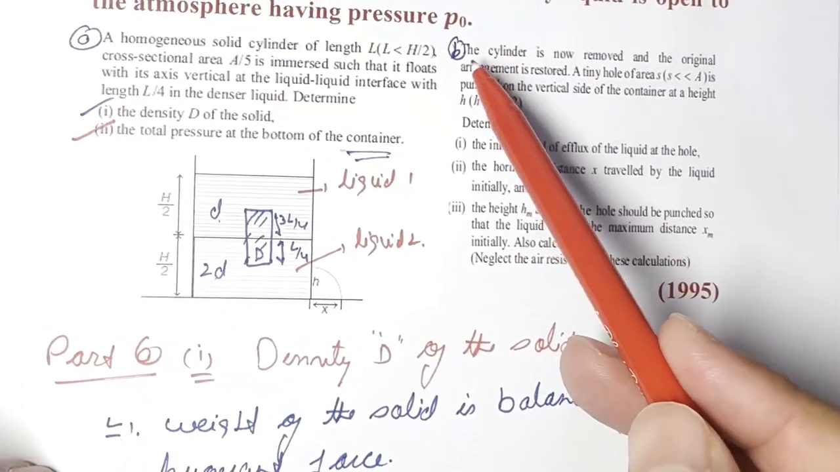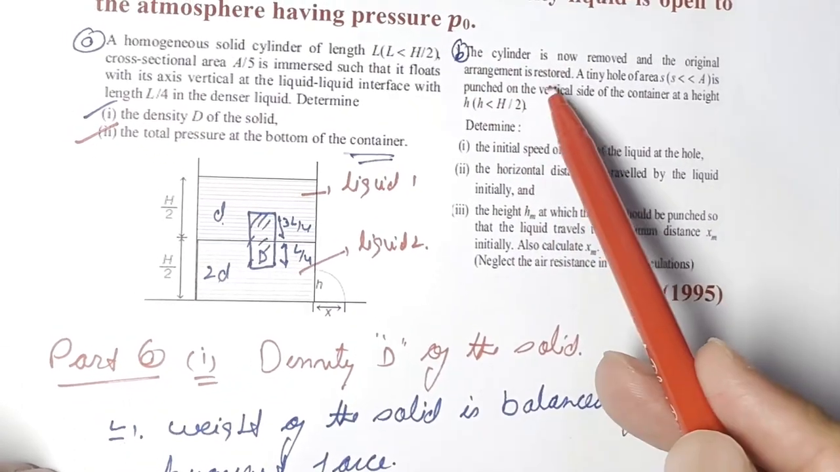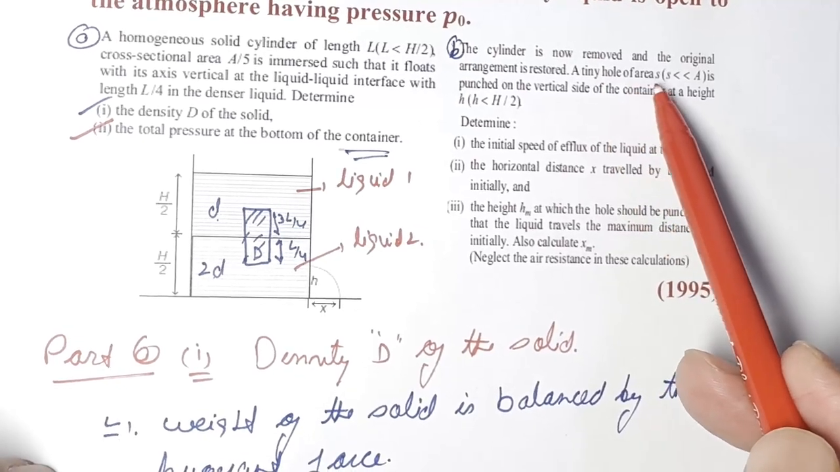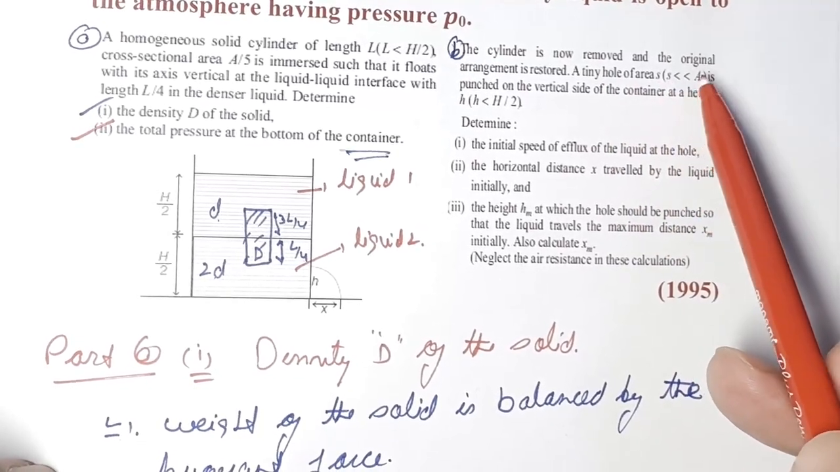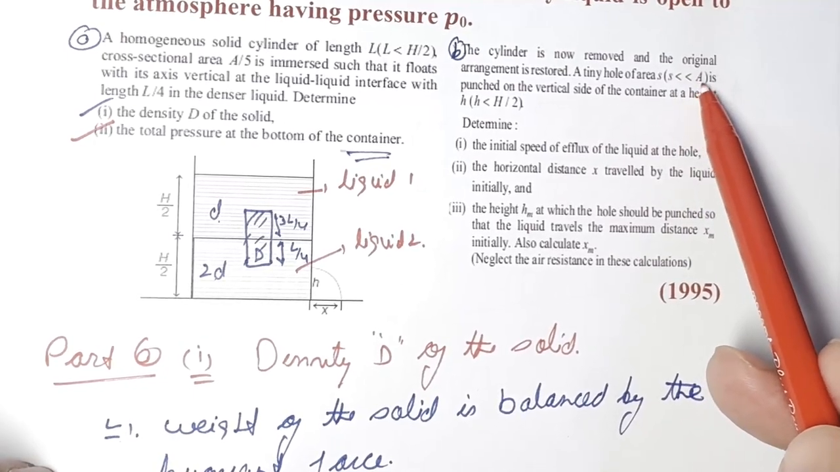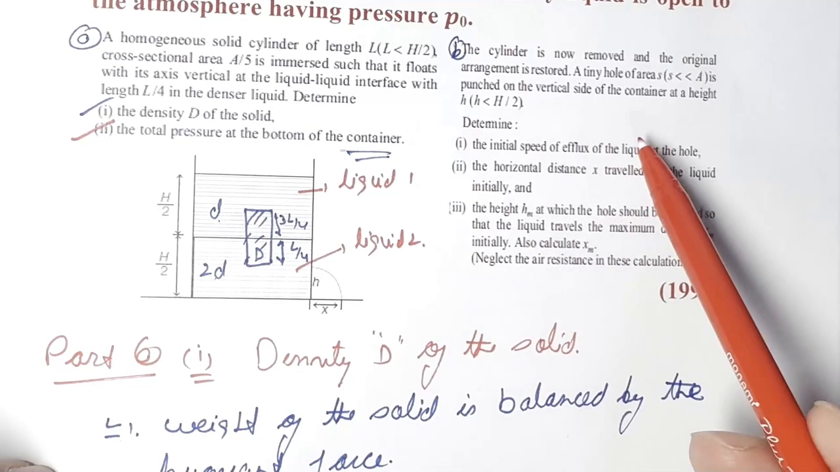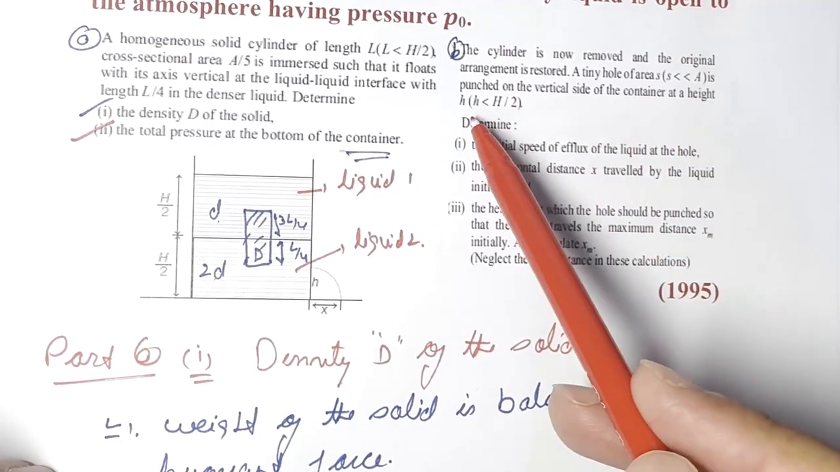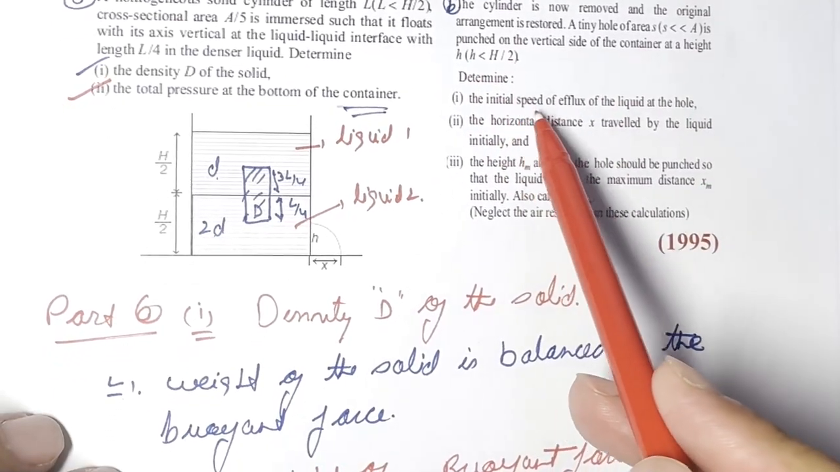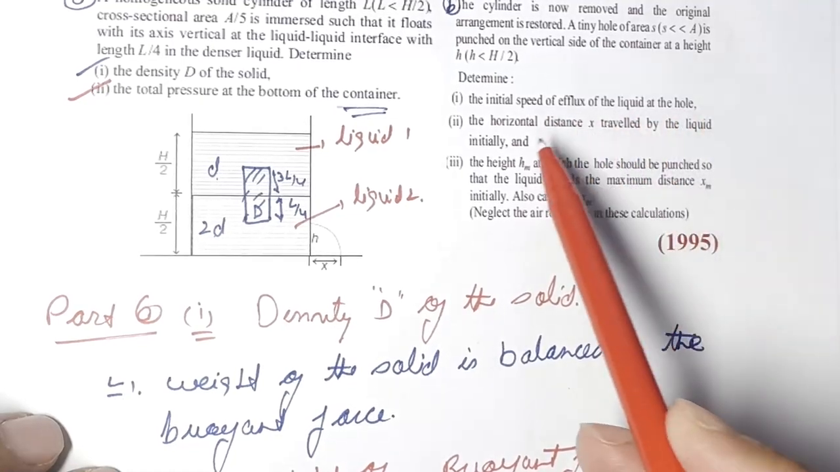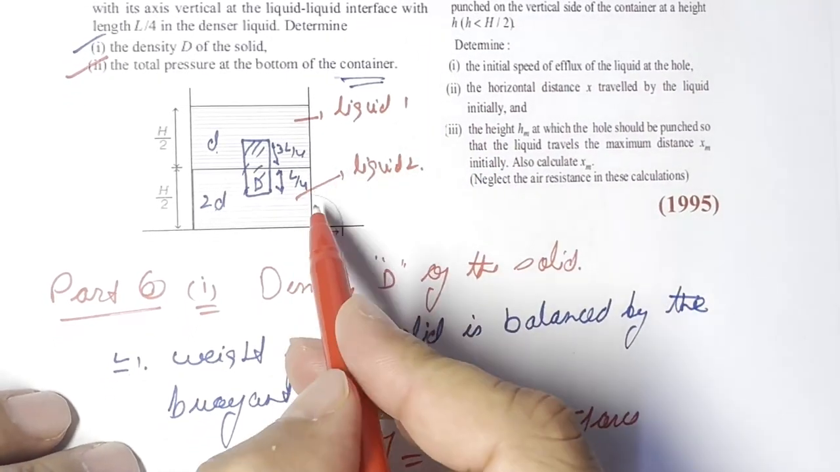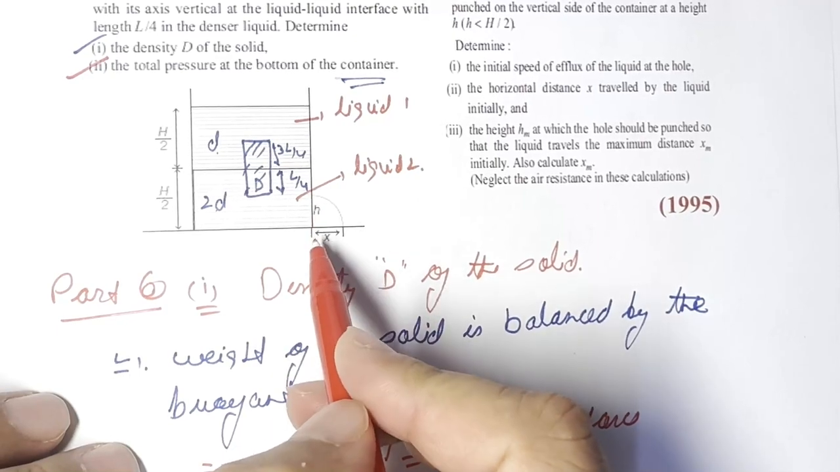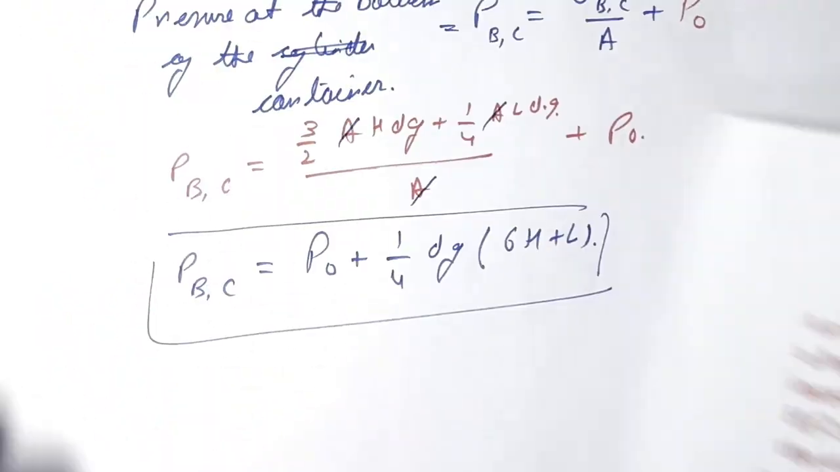Now we are going to do part B. We state that now the cylinder is removed and the original arrangement is restored. A tiny hole of area S, which is much lesser than the area of the cross section of the container, is punched on the vertical side of the container at a height h. Determine the initial speed of efflux of the liquid at the hole. So we have to find out three things. It is given, this is the hole which is at a height h from the bottom of the container. Okay, so let me redraw this figure.